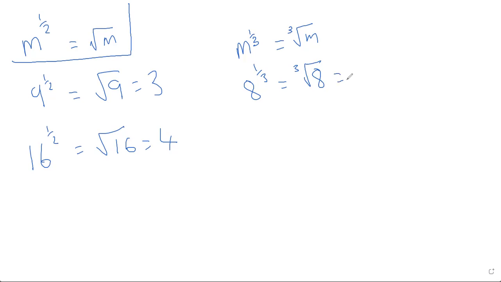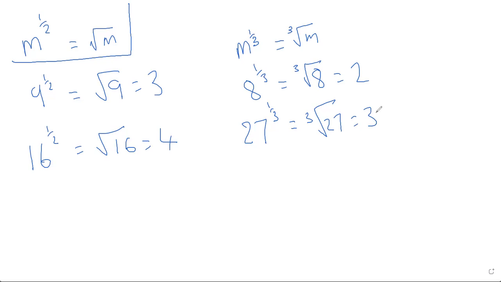The cube root of 8, which is 2. Good, because 2 times 2 times 2 is 8, right? So the cube root of 8 is 2. Whatever number times itself 3 times. All right, so what about 27 to the power of a third? Is the cube root of 27, which is 3, right? 3 times 3 is 9, times 3 is 27.